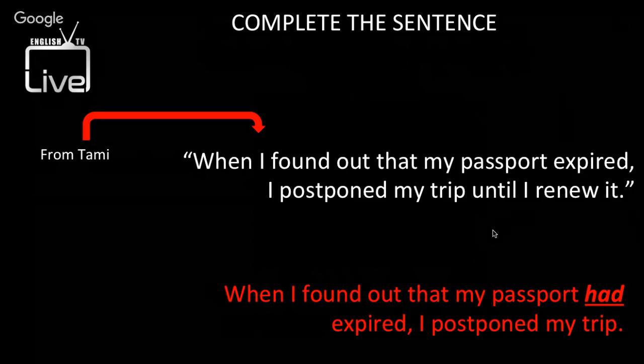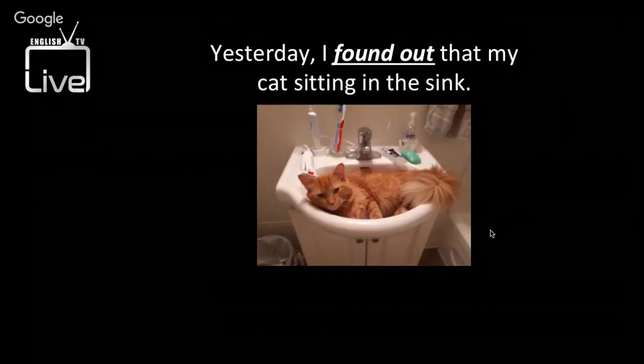Now, we're going to look at our live audience. We're going to look at what you guys are saying at the end here, but let's move on to the difference between find out and discover. Now, this one's perhaps a little more difficult because we really can use these phrases interchangeably, I would say, a lot of the time. But let's go back to this example of Frederick over here in the sink.